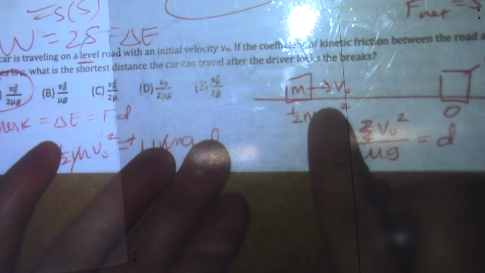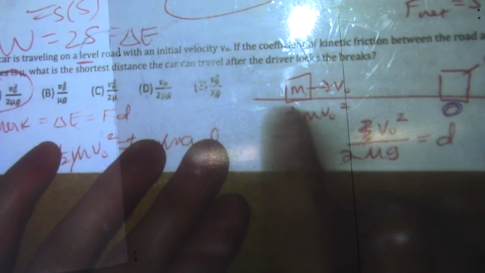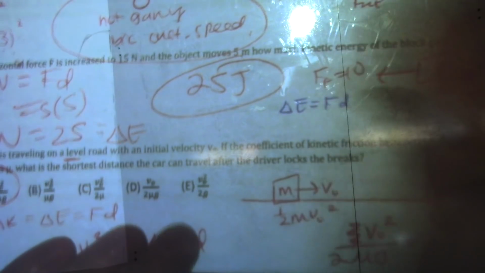So we have kinetic energy here. The amount of kinetic energy is 1/2 mv squared. Here it's stopped, so the energy would be 0. So the change in energy, from 1/2 mv naught squared to 0, is just going to be a change here. I'll write it up here. Change in energy equals Ft. The change in energy would be minus 1/2 mv naught squared.